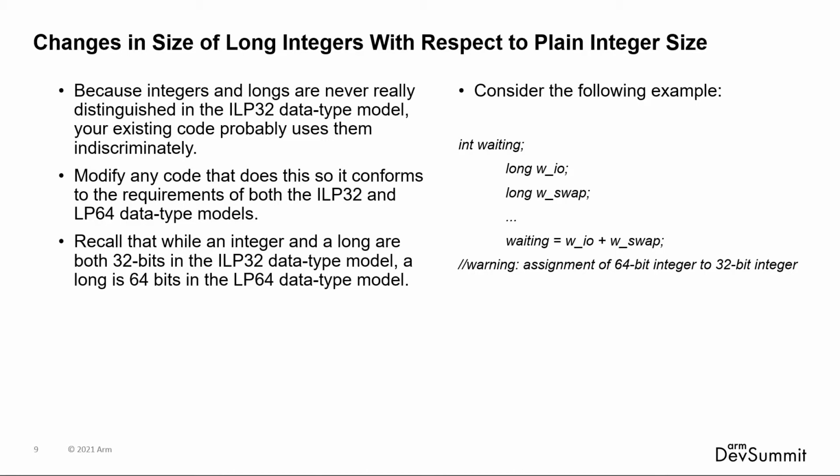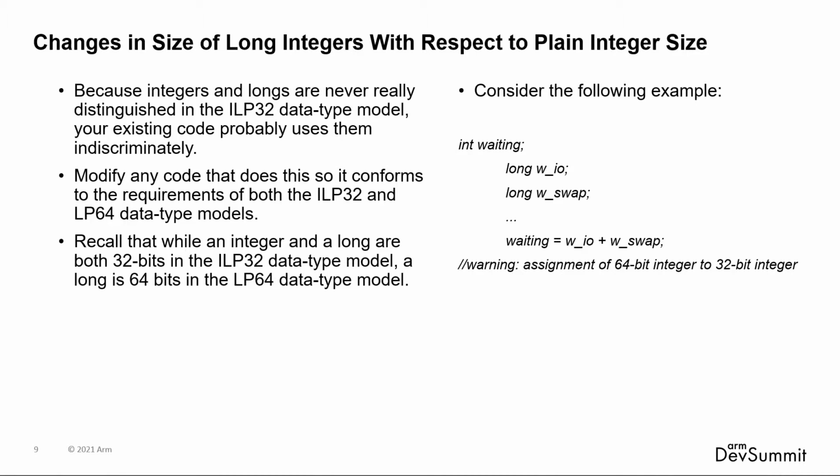Because integers and longs are never really distinguished in the ILP32 or 32-bit data type model, your existing code probably uses them indiscriminately. You'll want to look for and fix any code that uses integers and longs interchangeably so that it conforms to the requirements of both the ILP32 and the LP64 data type models. While an integer and long are both 32 bits in the ILP32 data type model, a long is 64 bits in the LP64 data type model.